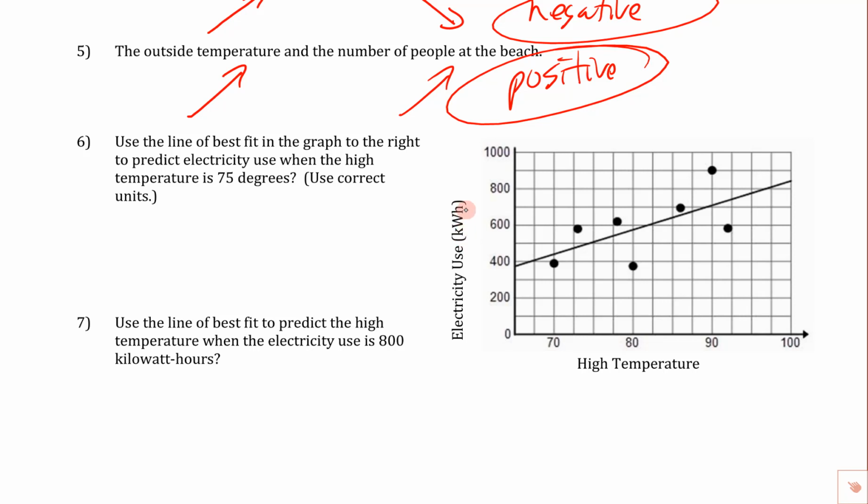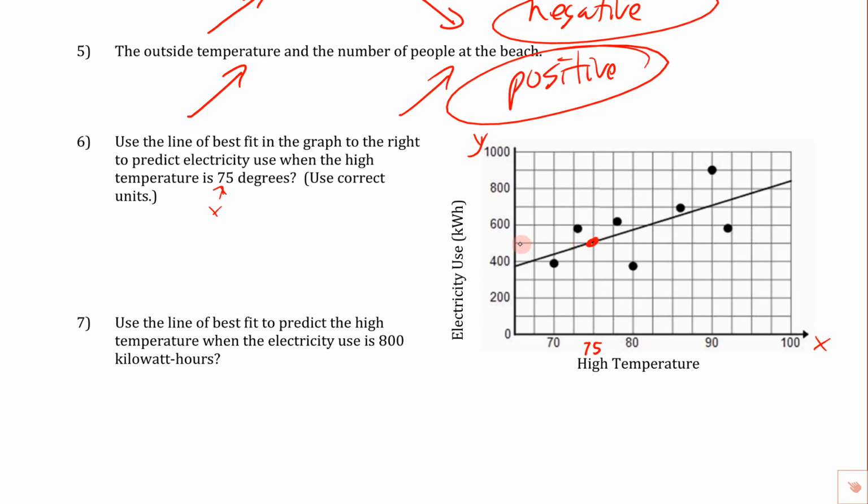So let's take a look here. 75 degrees. It says predict the electricity use. So predict the Y value over here when it's 75 degrees over here. So they're giving us an X value. 75 degrees is going to be about right here. So I'm going to put 75 there and slide up to this line right there. That's going to be about right there.